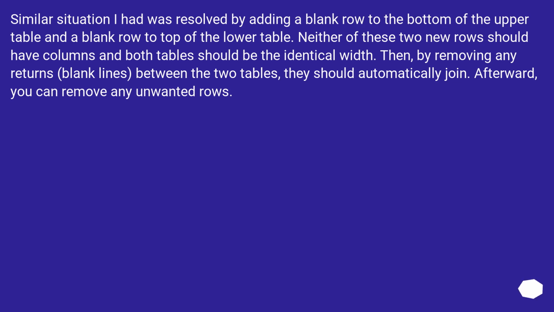A similar situation I had was resolved by adding a blank row to the bottom of the upper table and a blank row to the top of the lower table. Neither of these two new rows should have columns and both tables should be the identical width. Then, by removing any returns, blank lines, between the two tables, they should automatically join. Afterward, you can remove any unwanted rows.